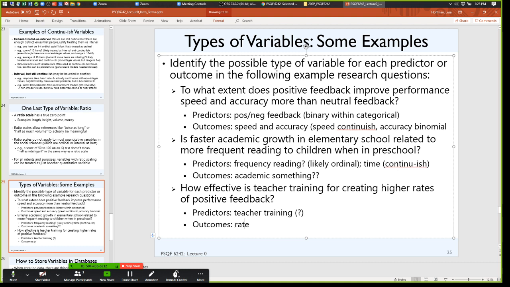Outcomes, rates of positive feedback. I'm calling that one binomial because it's a rate. That means there is a 0 and a 100 that's going to be present in that. So hopefully going through this gives you a sense of when you can create more informative questions. Parentheticals that delineate what the kinds are or the amounts can help someone keep their head around how you are actually operationalizing this variable and how you are measuring it.